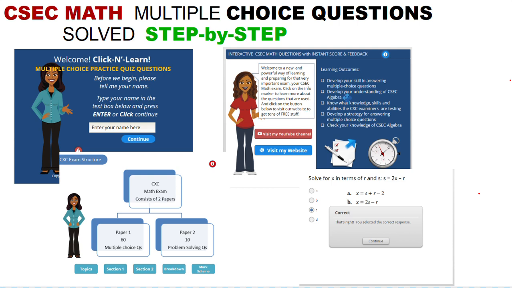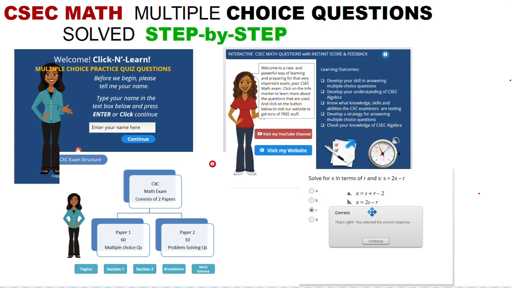Now the multiple choice questions are similar to those that come in the CXC examination. Some are based upon past CXC math papers. And as you know, paper 1 contains 60 multiple choice questions, so you get lots of practice.